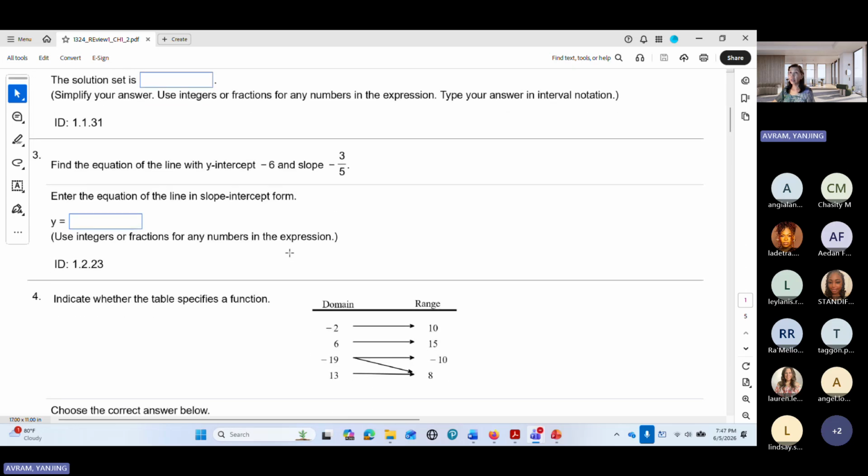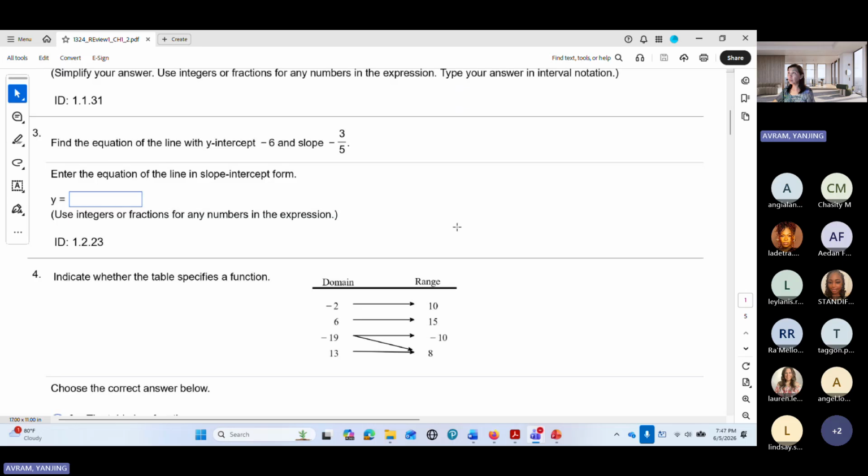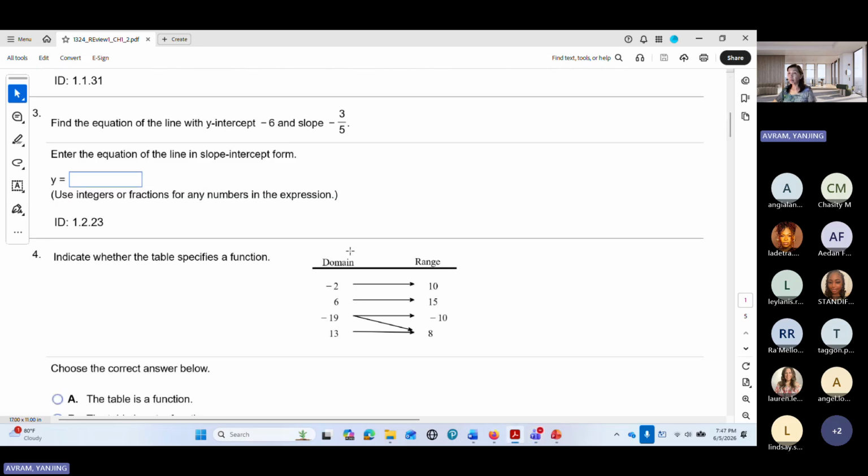All right. This is a review for the test. You might want to review this one later on as well. Okay. So find the equation for the line with the y-intercept as -6 and the slope as -3/5. So you need to write down the equation of the line in slope-intercept form.